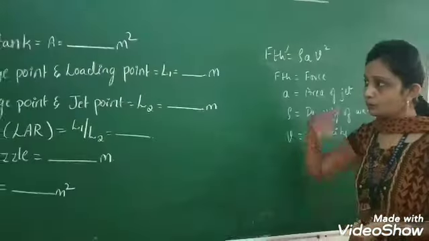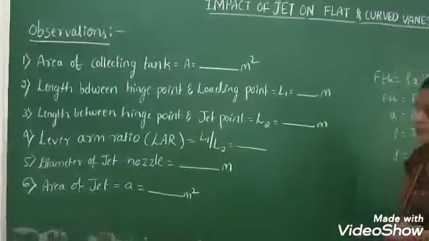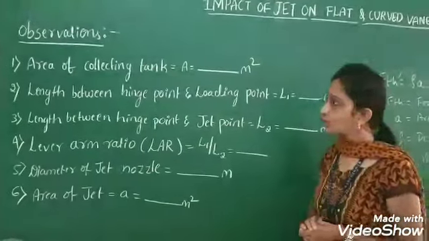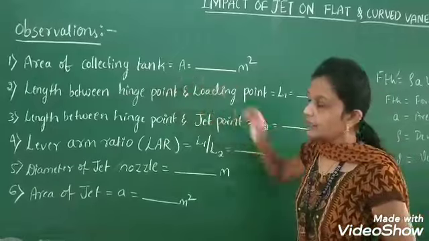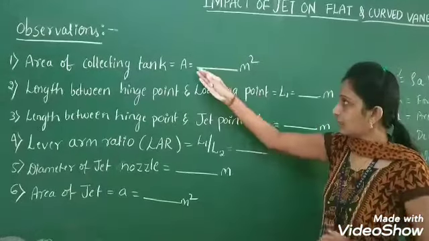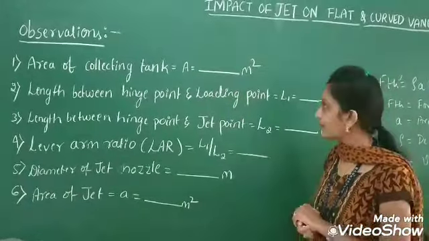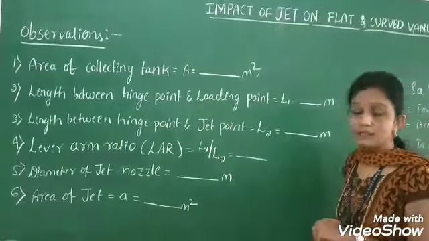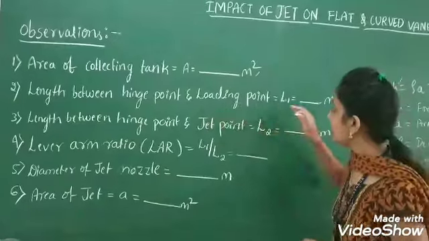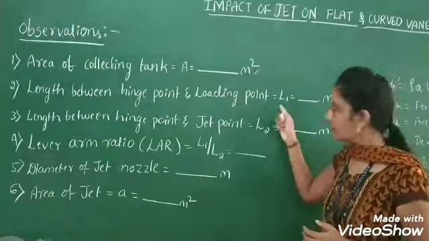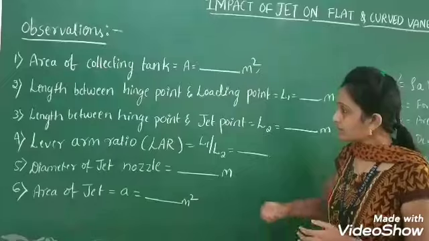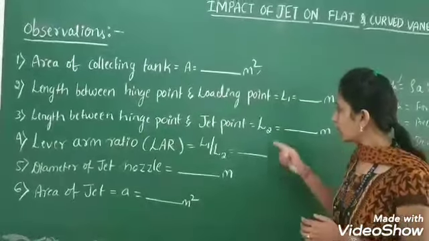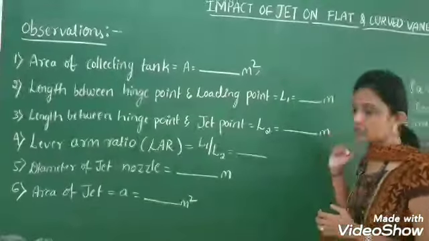For the conduction of the experiment, we need some observations. I have listed the observations here. The first observation is the area of the collecting tank, which I will always represent by a capital letter A, in terms of meter square. The second is the length between the hinge point and loading point, capital letter L1, in meters. And the third is the length between the hinge point and jet point, that is L2, in meters.